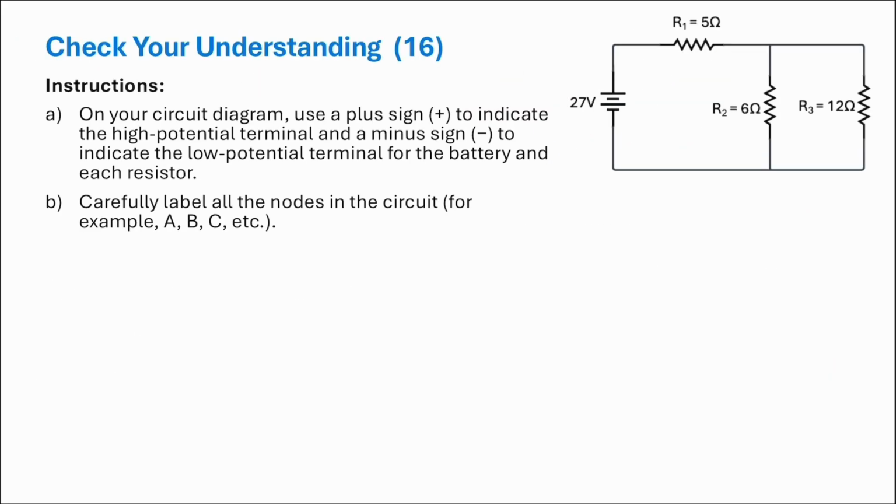A, on your circuit diagram, using the plus and negative signs, locate the high or low potential. They are very important. So let's see. Positive, negative, positive, negative, positive, negative, positive, negative. Label all the nodes in the circuit.